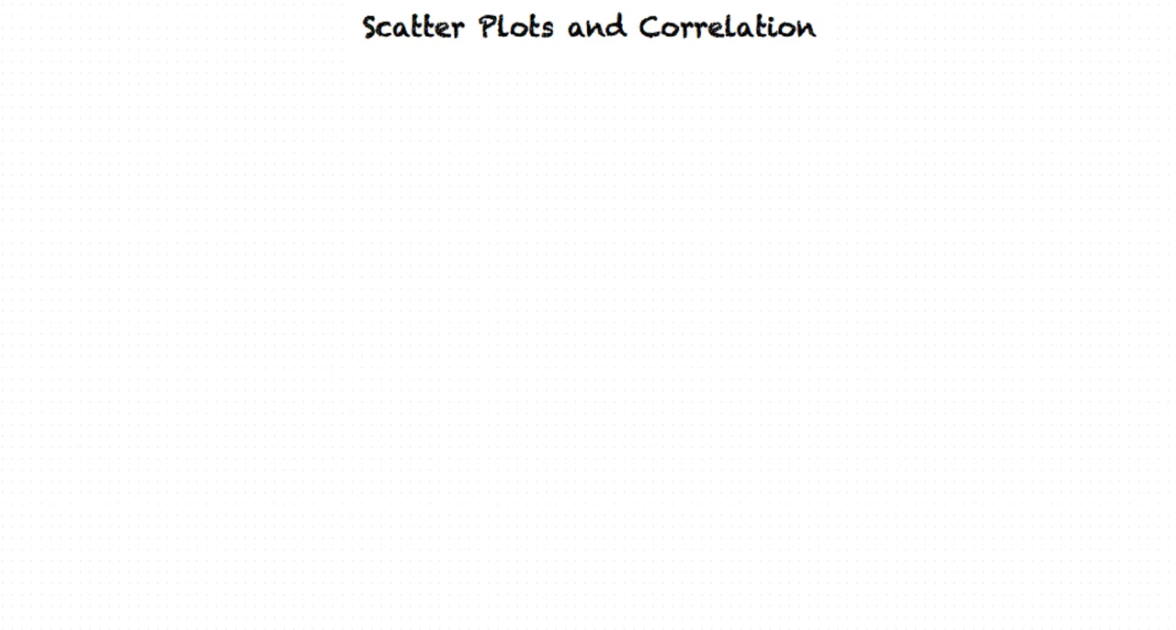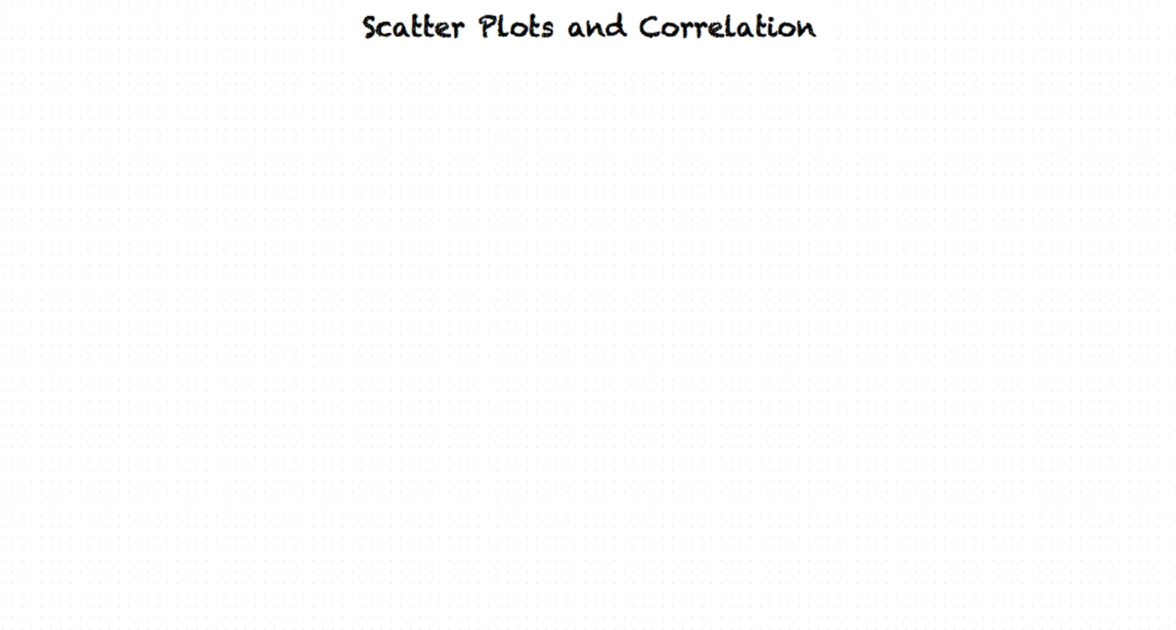This video will cover the topic scatter plots and correlation. Scatter plots are plots that use the x and y axis to plot points. These points show a correlation between two variables, which are represented by the x and y axis. If a scatter plot doesn't have a visible pattern, then the two variables are probably not related.